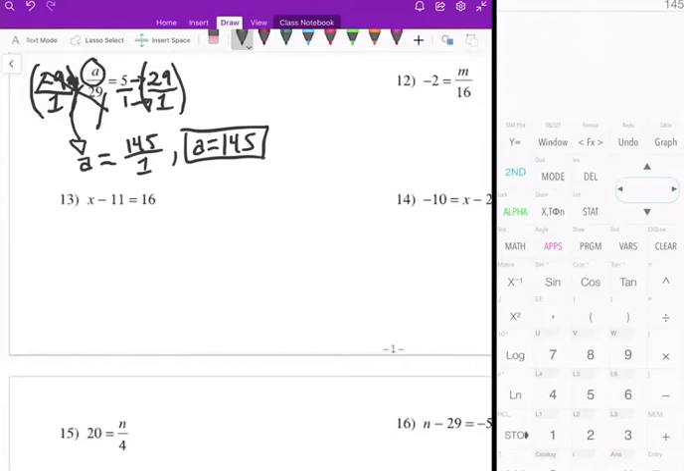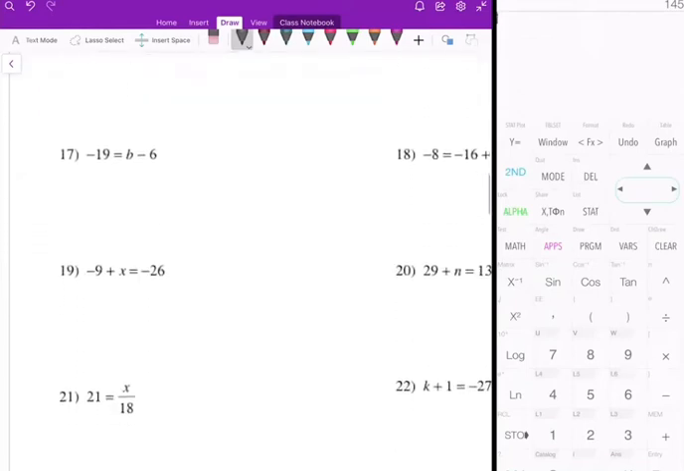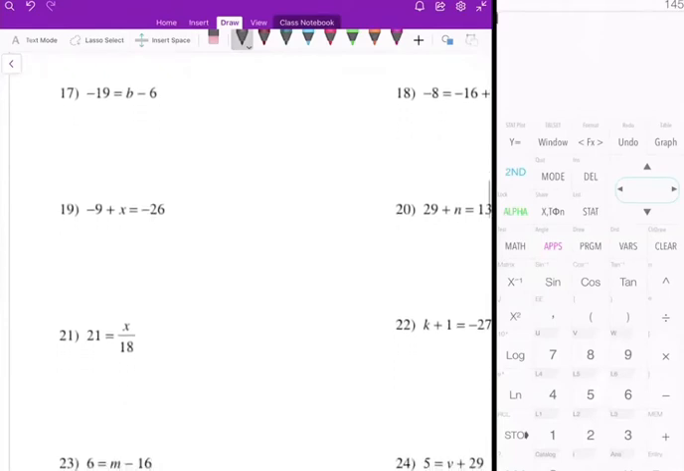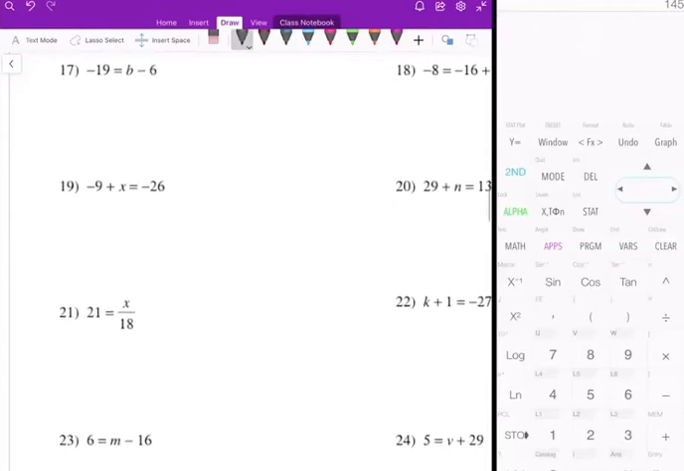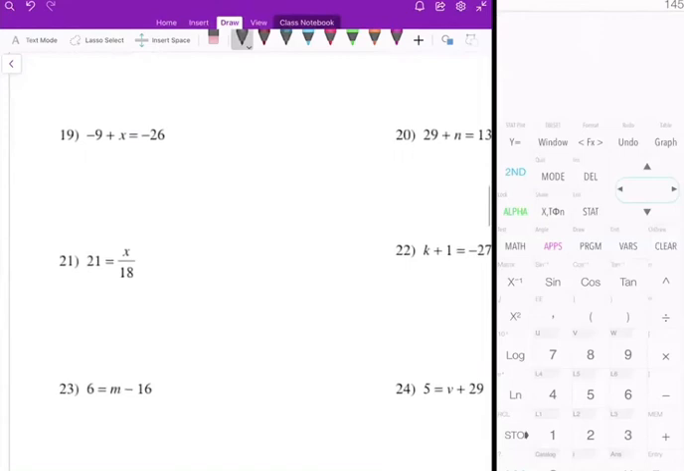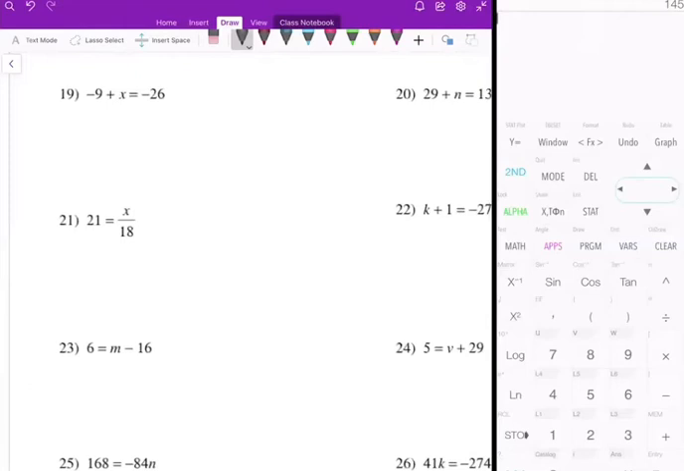Now, let's keep on going. So these are just practice. Let's see. Let's do 17, 19. So let's do 19, 17, 19 are kind of the same. These are still one-step equations, but we are trying to get x by itself. So plus 9, 9 minus 9 is 0. Bring down your x.